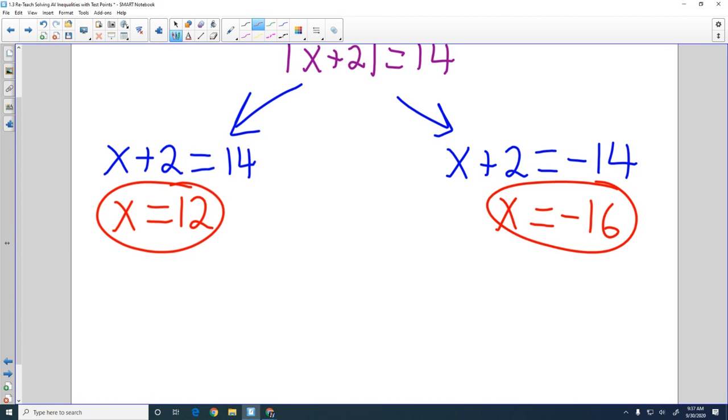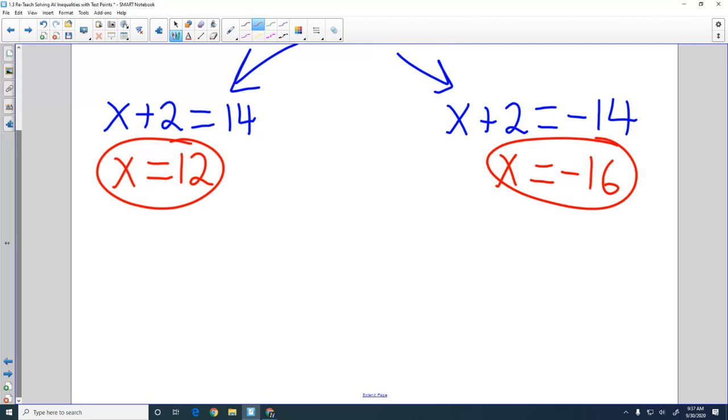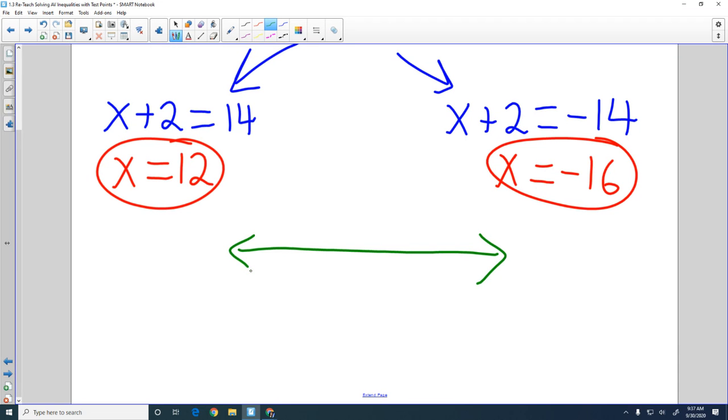But this is an inequality, remember, because this is target 1.3. And so what we're going to do is take these two numbers and plot them on a number line. Make sure the smaller number is on the left. So in this case, the negative 16. So we'll put a bar there for negative 16. The 12 would be to the right. Those are really the only numbers I need to see, and just make sure they're in the correct order. So this is our number line, and we need to determine which part of this number line has all the good answers.